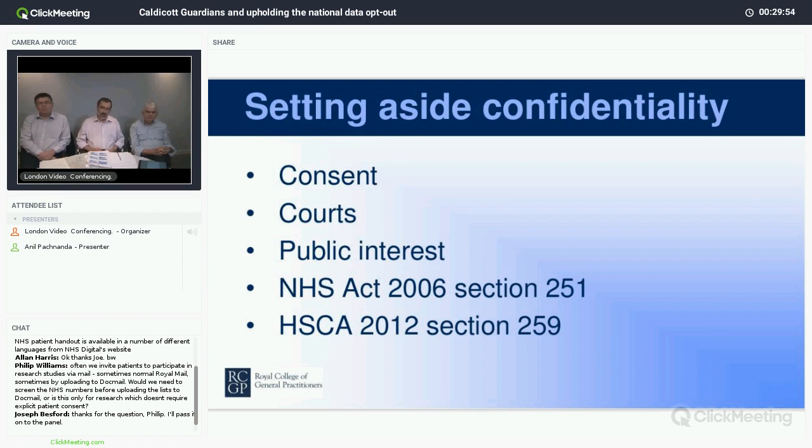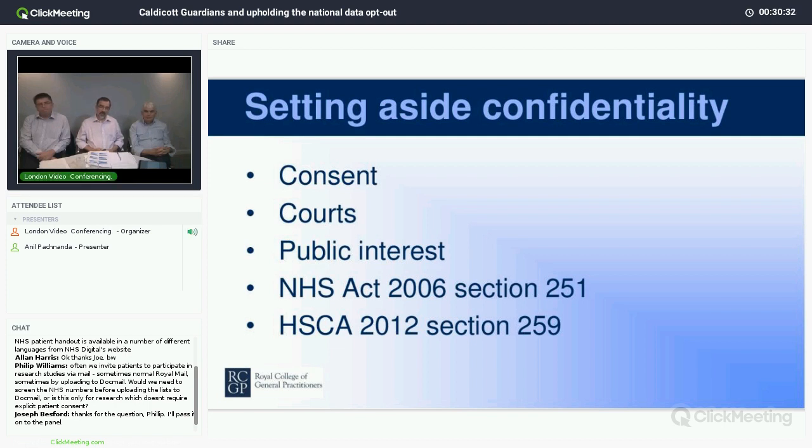However, there are other situations in which you do set aside the common law duty of confidentiality. The courts, so for example, if a court order requires information for you to go and give evidence in a criminal case, the duty of confidentiality is set aside. It can be set aside in the public interest. So if a patient comes in to you carrying a weapon and says he's about to go home and shoot his wife, there is a public interest that you notify the police of this, and that's a clear-cut case.